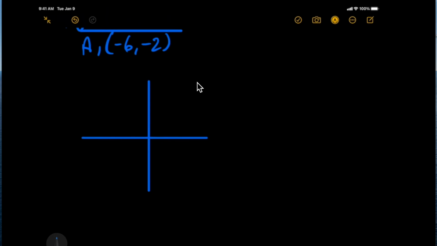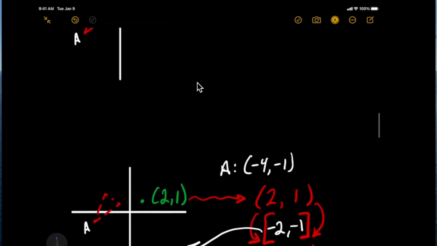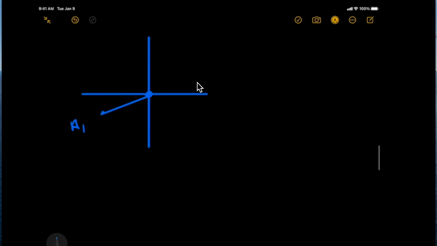So again, we are now going to be rotating around the origin. We are going to start with -6, -2. That is now A sub 1. This homework problem called for a 90 degrees rotation. Recall 90 degrees is the same as counterclockwise.